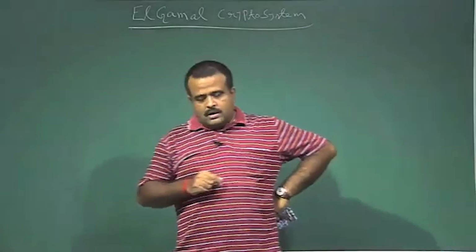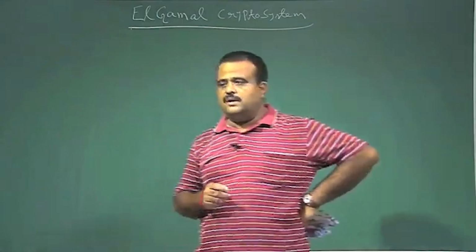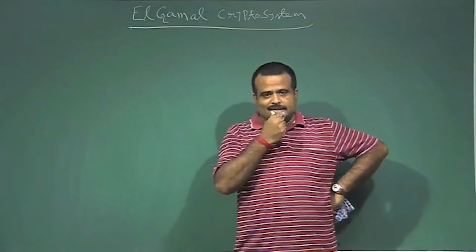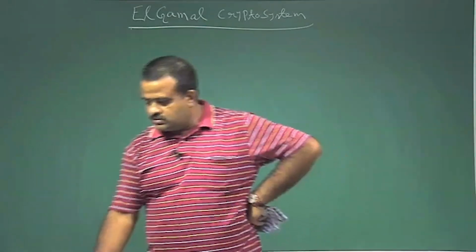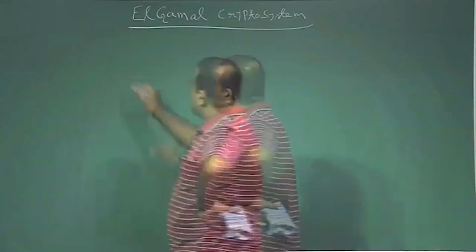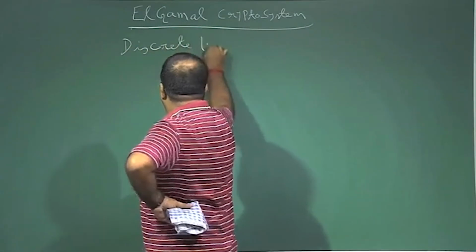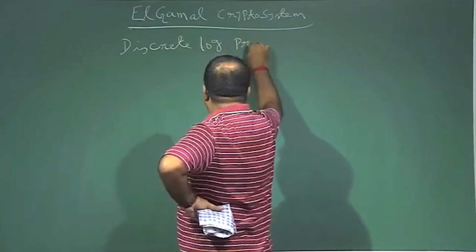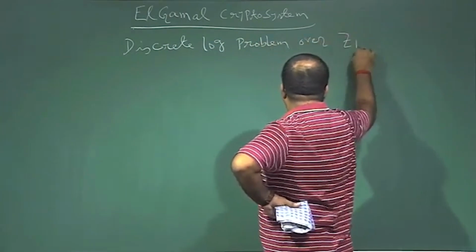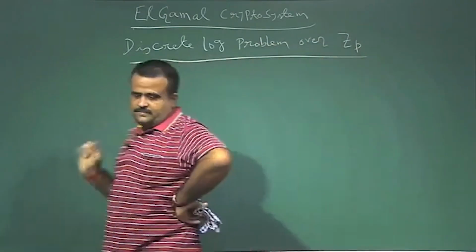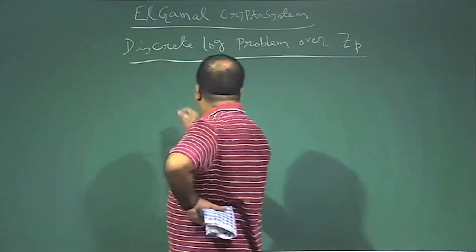Okay, so we talk about another public key crypto system which is called the ElGamal crypto system, and this is based on the discrete log problem being hard. So let us define the discrete log problem. We have seen this in Diffie-Hellman key exchange. So the problem is, let p be a prime.